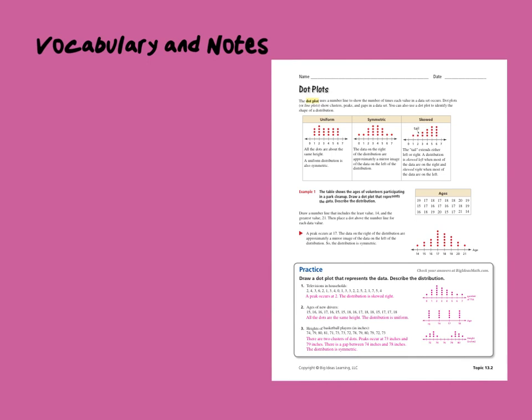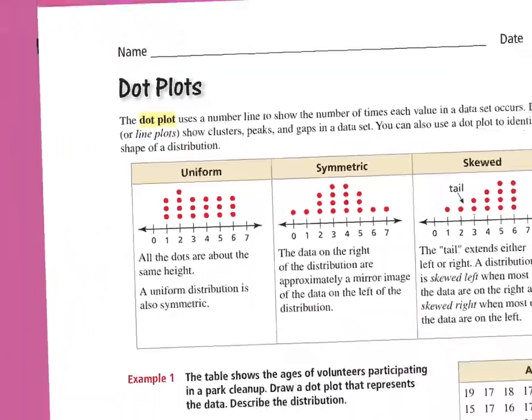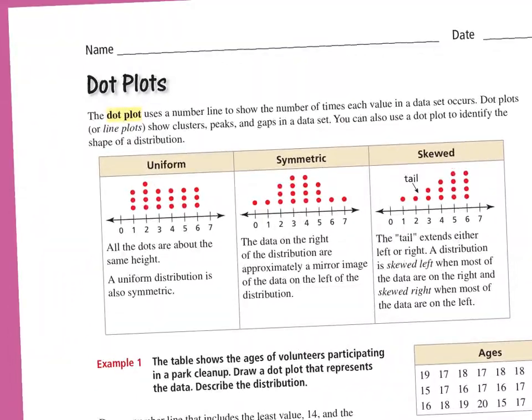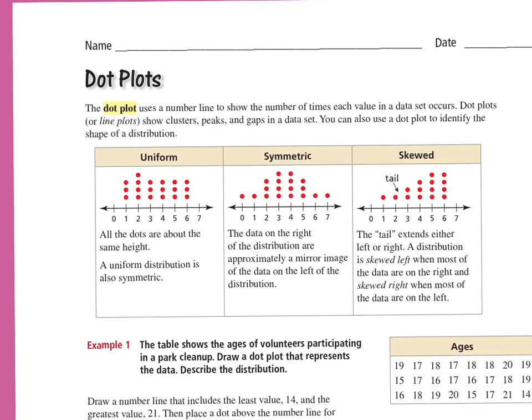I added this little vocabulary thing in here to kind of help us out with some of the words. So let's take a look at this a little bit closer. You can see that we're going to be using dot plots today. And dot plots are just taking data. Data is just information, okay? So let's just read this together and see what it says.